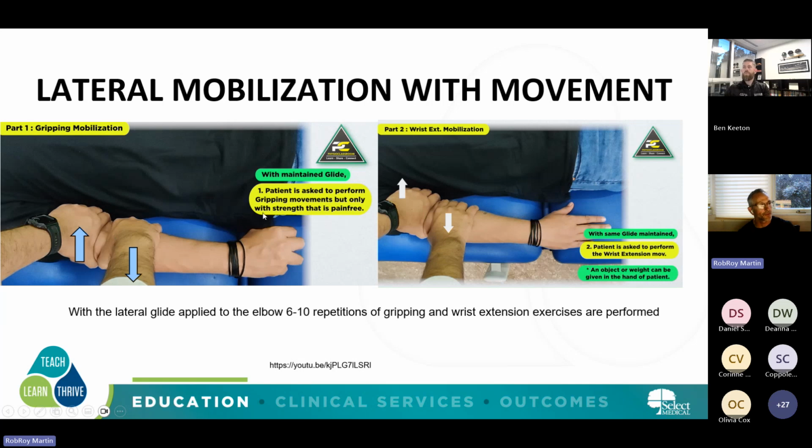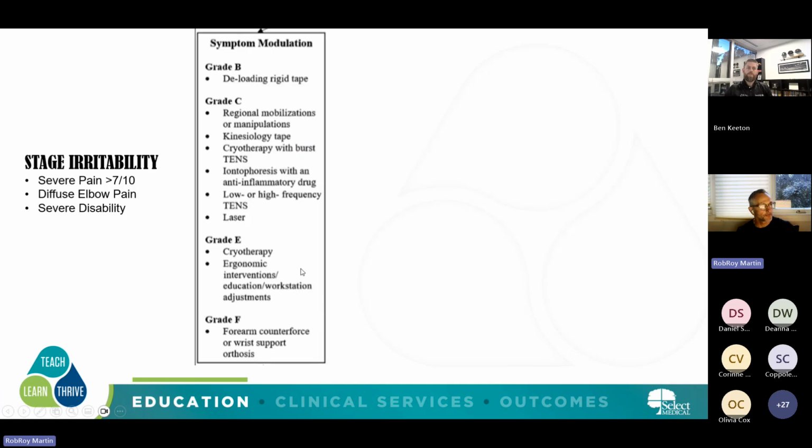So the patient performs some gripping. Then we perform a glide without the gripping exercise. So typically we're applying lateral glide with 6 to 8 repetitions of gripping exercises, and then they also perform some wrist extension. So again, some evidence that this can be an effective mobilization for our irritable patients related to joint mobilization.